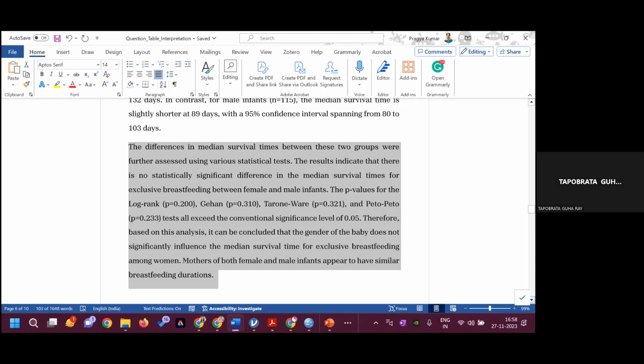Therefore, based on these analyses, it can be concluded that the gender of the baby doesn't significantly influence the median survival time for exclusive breastfeeding among women. Mothers of both female and male infants appear to have similar breastfeeding durations.